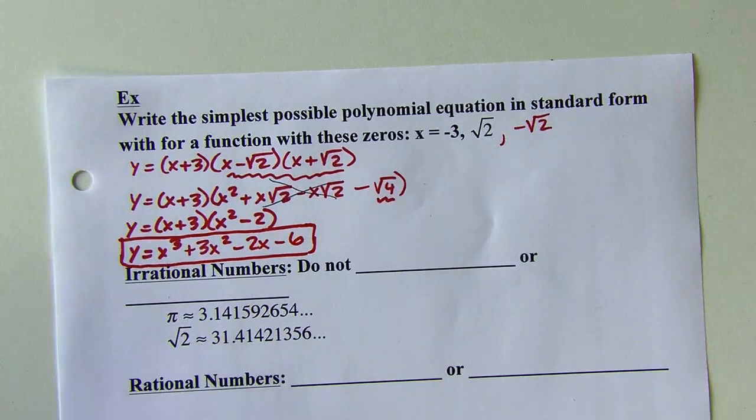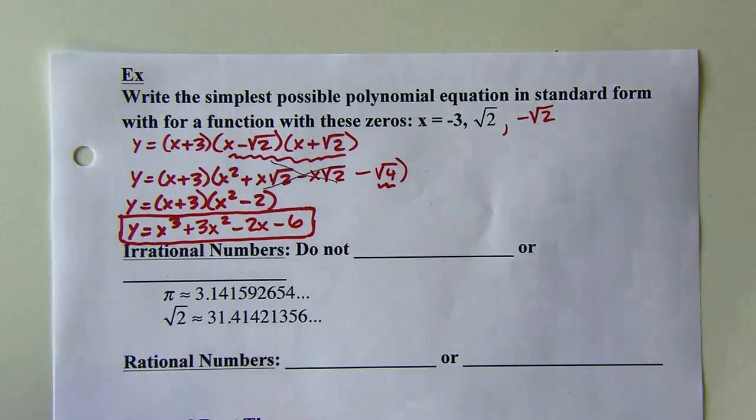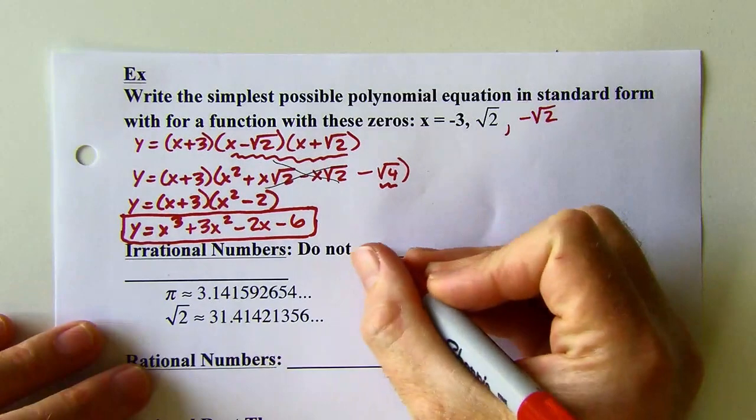All right, so let's talk about irrational and rational numbers. Irrational numbers do not repeat or terminate.